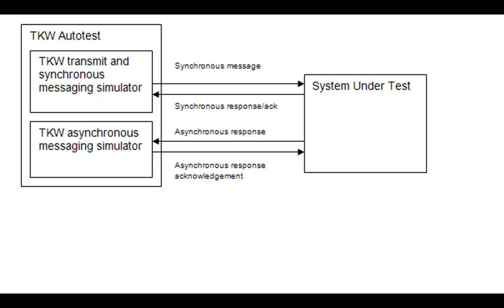Generally, TKW Autotest is used as a substitute for a client system when the system under test is operating as a host. Here we can see the Autotest can send synchronous messaging and receive synchronous responses and acknowledgements over the same connection, and receive subsequent asynchronous responses and respond with acknowledgements back to the system under test. However, it can also be used to transmit acknowledgements for CDA documents, operating as a substitute for the host.